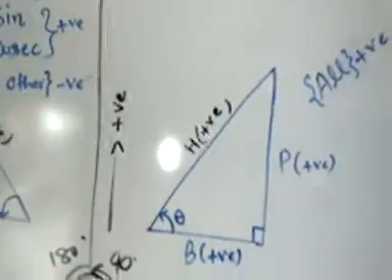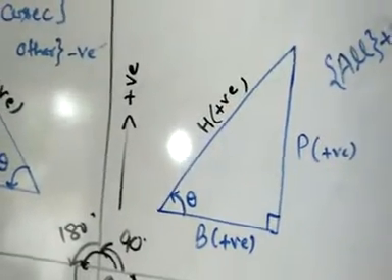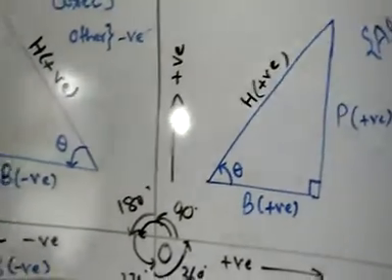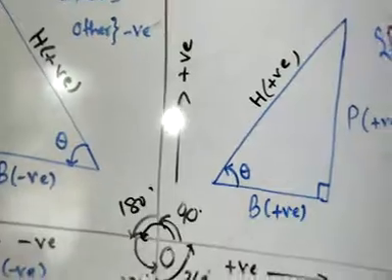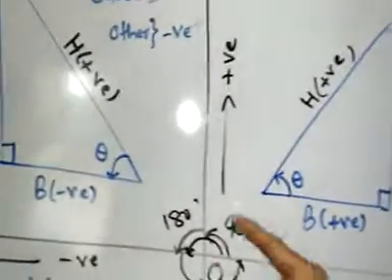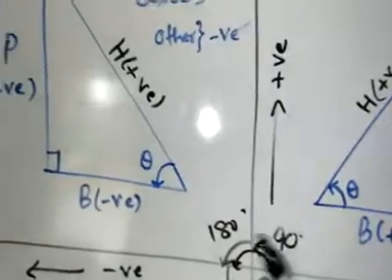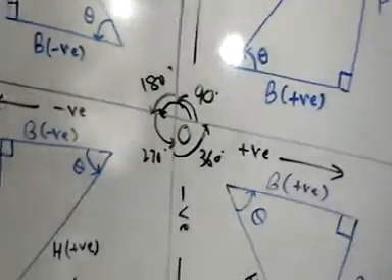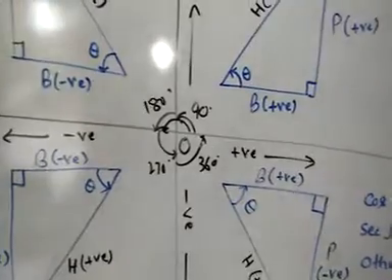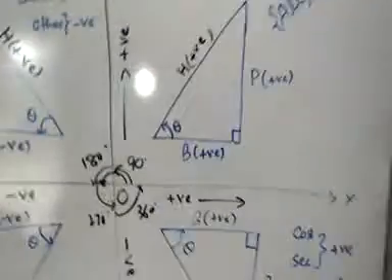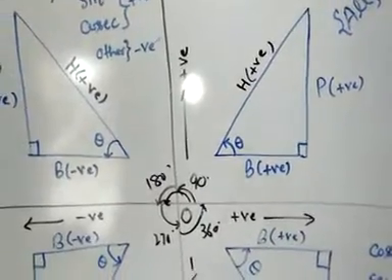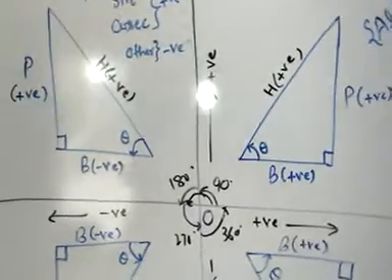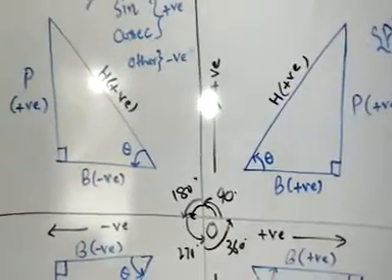So your angle theta varies from 0 to 90, but it depends on where this angle theta belongs: between 0 to 90, 90 to 180, 180 to 270, or 270 to 360. So the value of the trigonometric ratios depends on which quadrant the angle theta belongs to. Now let us discuss the quadrants.